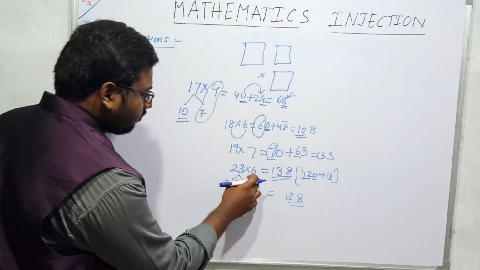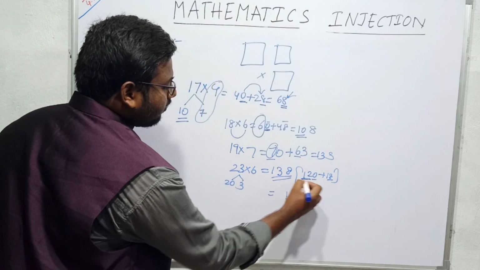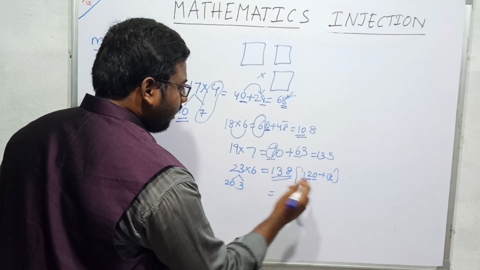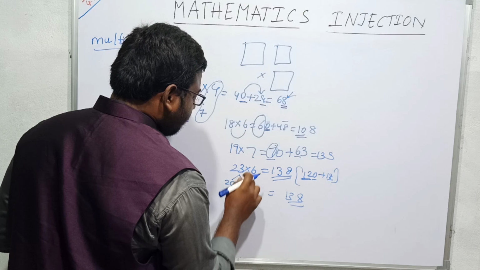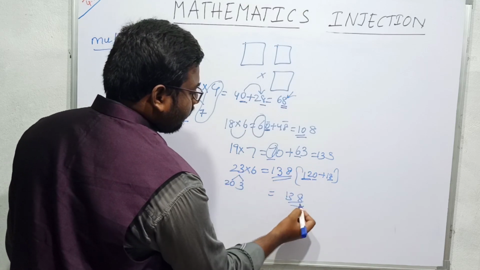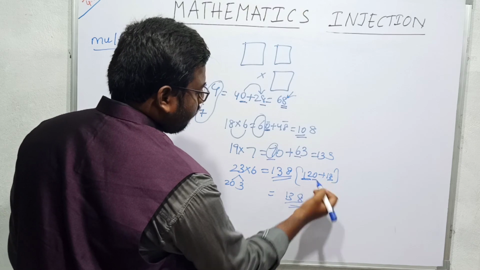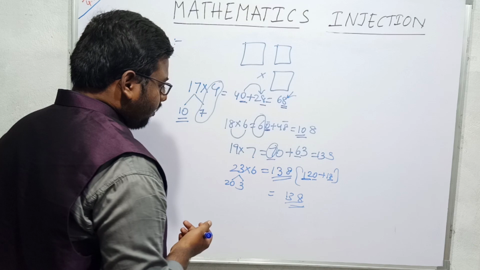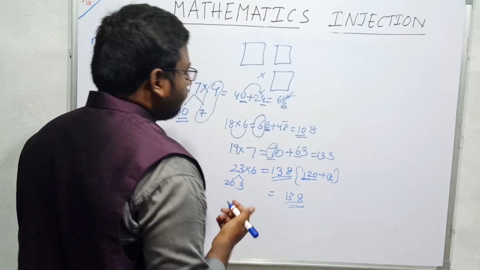What I did: 6 2s are 12, where we got this 12. Then 6 3s are 18. The 1 in that 18 will be added to 12, and we will get 138. Why will it be added to 12? We discussed it in the previous video. If you solve more problems, you will get clarity on it.